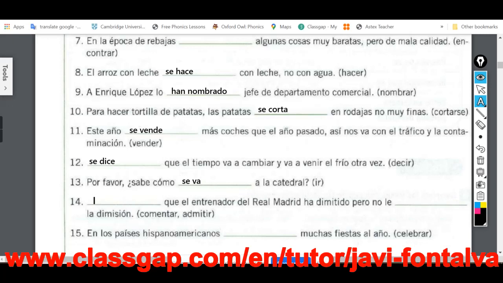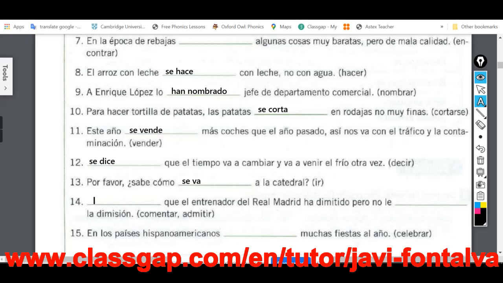14. Que el entrenador del Real Madrid ha dimitido, pero no le la... dimitido, what does it mean? Okay, dimitir is to quit, like to quit a job, or to resign. Okay. And not la dimisión, okay.